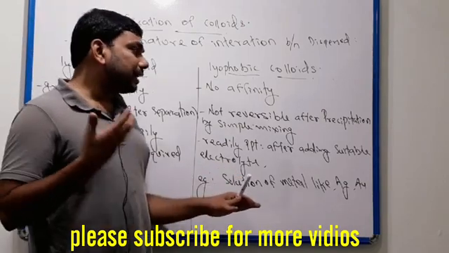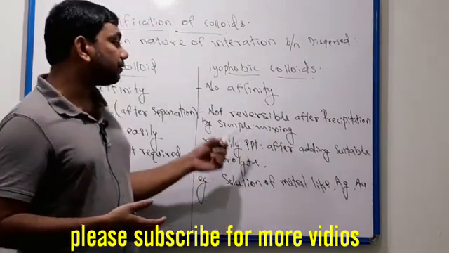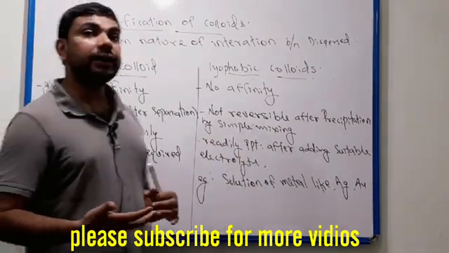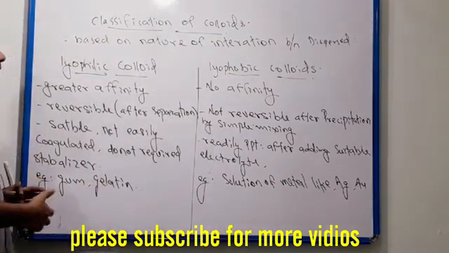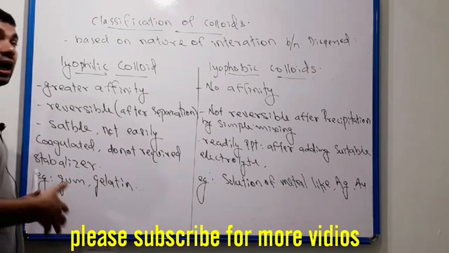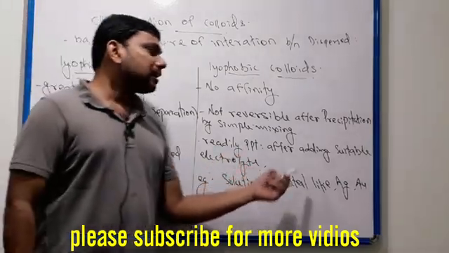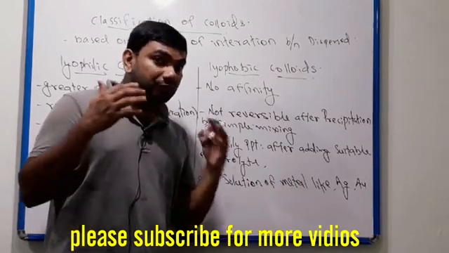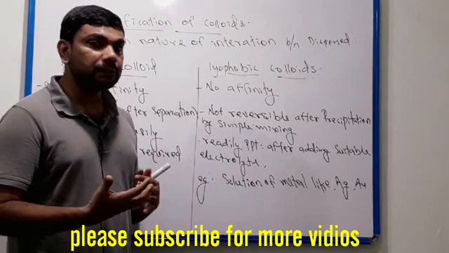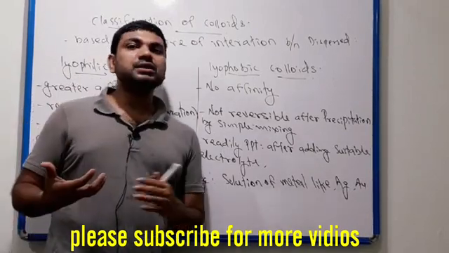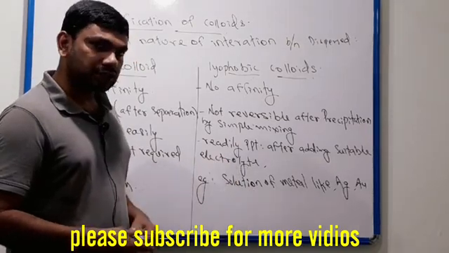Here you can separate the dispersed phase very easily after adding a suitable electrolyte. But in this case, separation of the dispersed phase is hard, not easy. But here it is very easy to separate the dispersed phase because there is very little interaction between the dispersed phase and the dispersion medium. So we can easily separate the dispersed phase by adding a suitable electrolyte.